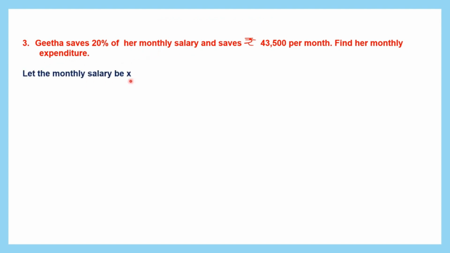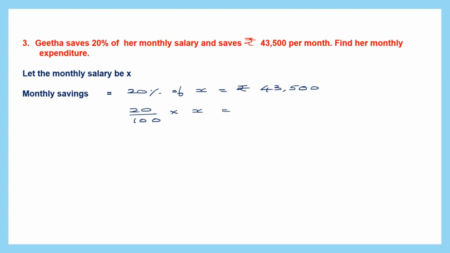So let the monthly salary be X. And here it says monthly savings 20% of her monthly salary, and that is equal to so much. So how much is that? So 20% of X, that is the monthly salary, is 43,500 rupees. This is given to us. So now let's calculate this. So 20% means 20 by 100 of X is equal to 43,500 rupees.